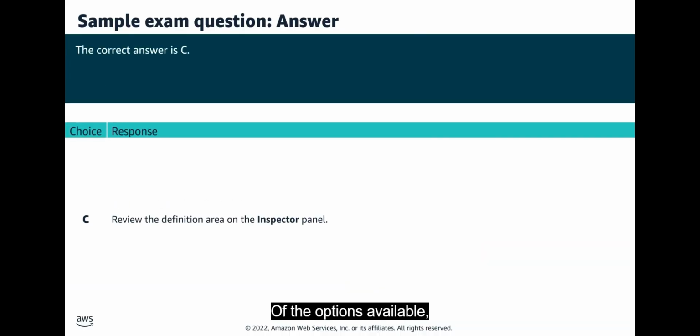Of the options available, using the definition area on the Inspector panel is the only one that enables a user to examine and verify the code that is auto-generated through the Step Functions canvas. C is the correct answer.